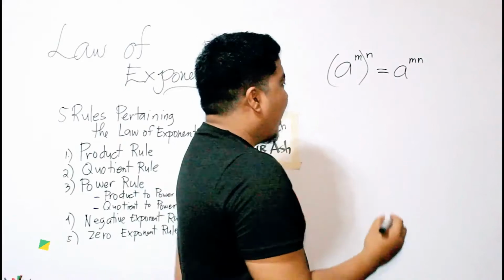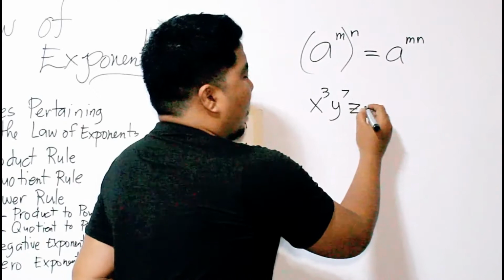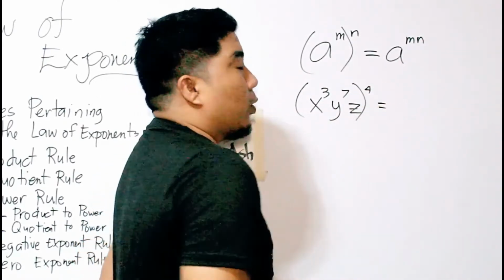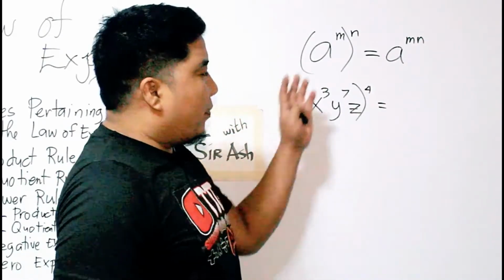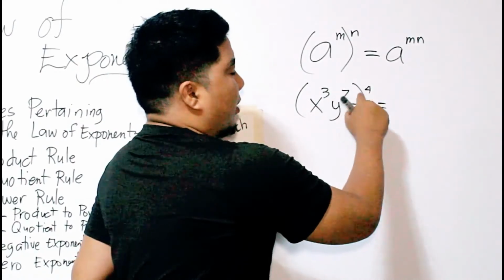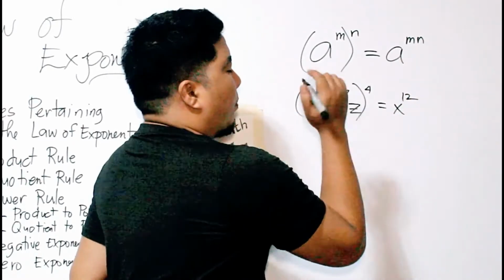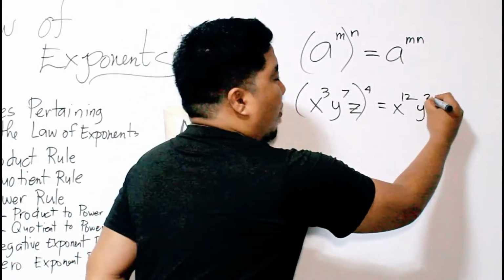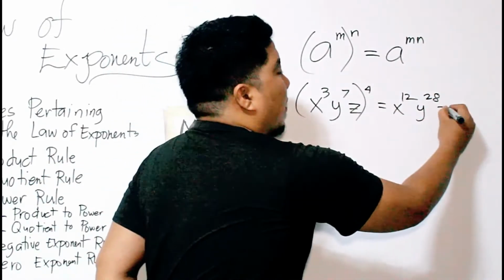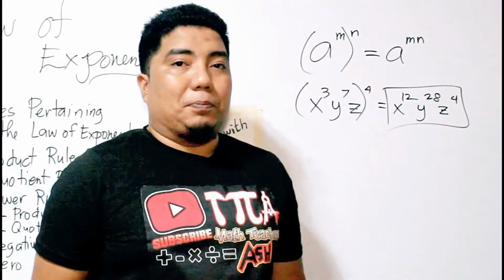What does this mean? Let's say you have x cubed, y to the 7th, z to the power of 1, all raised to the power of 4. What will be your final answer? If this is the case, you just multiply the exponents. So x cubed will become x to the power of 12, y to the power of 7 will become y to the power of 28, and z to the power of 1, or just z, will become z to the power of 4. And this will be your final answer.